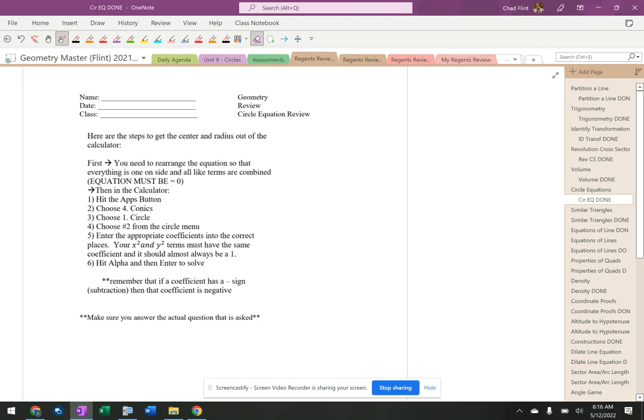Make sure the equation is equal to zero. All right, that's the biggest thing for this. When you're using the calculator, it's got to be equal to zero. And you go through and you do it. Very, very straightforward, easy questions to get right.